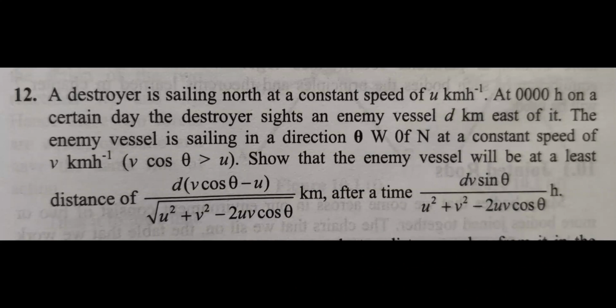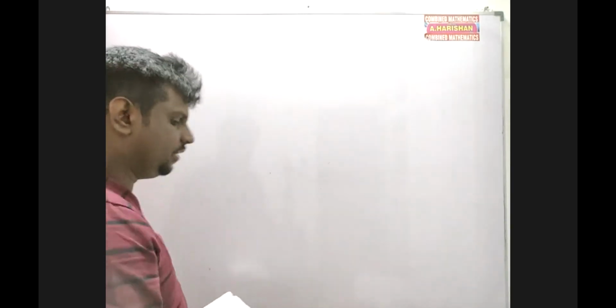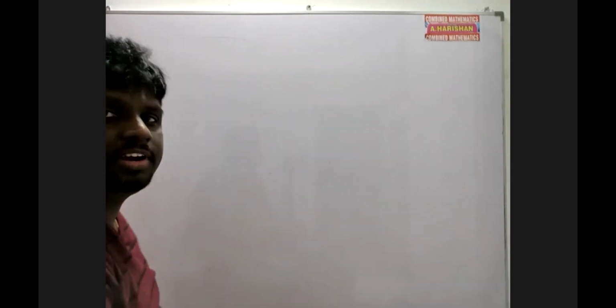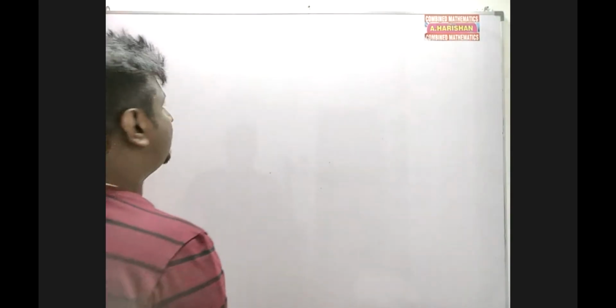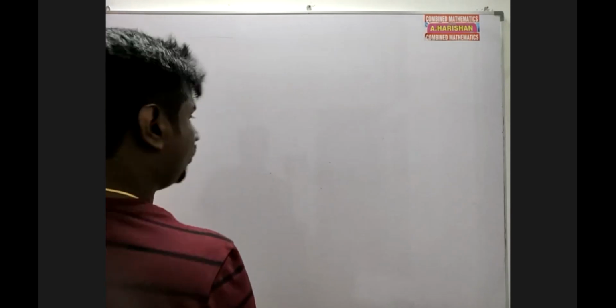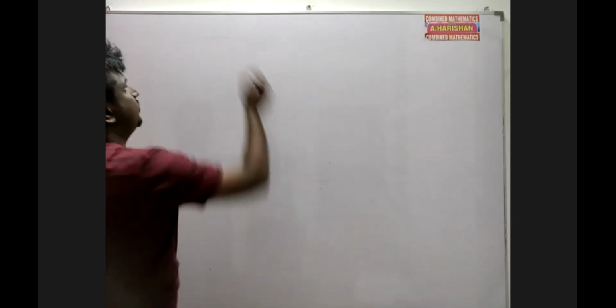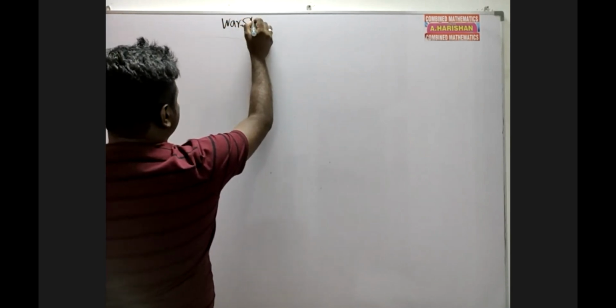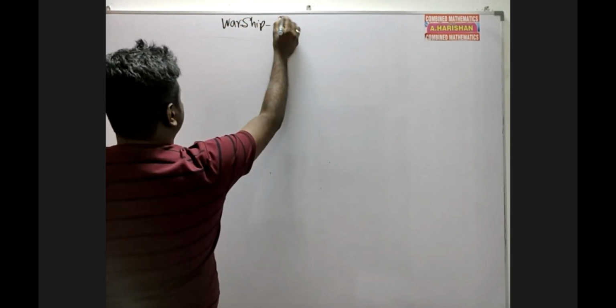Okay, guys, we'll try to do this question. This question says, by reading the question, what do we have to do? By reading the question, you have to convert to the mathematical notation. Say a destroyer. Destroyer means warship. So that is the destroyer.